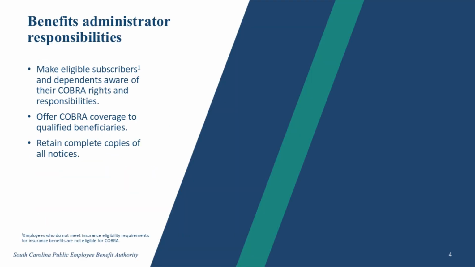As the benefits administrator, you have several obligations related to COBRA. You must inform eligible subscribers and their dependents of their COBRA rights and responsibilities. In some cases, an employee might be found never to have been eligible for coverage while employed. If so, neither the employee nor their dependents are eligible for COBRA. You must offer COBRA coverage to all qualified beneficiaries. It's important, too, that you document your actions in the employee's file and retain complete copies of all notices.